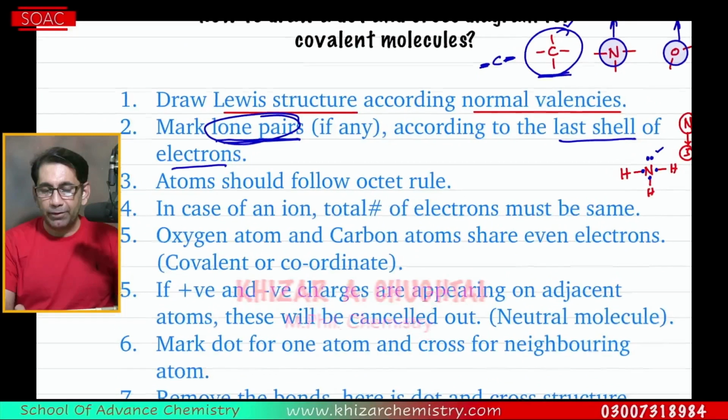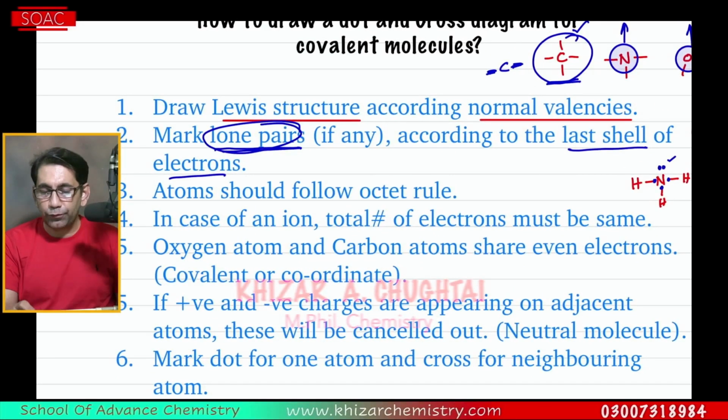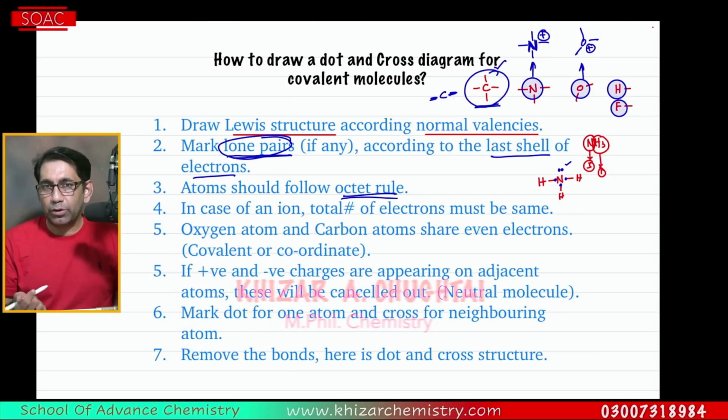Next, rule number 3: all atoms should follow the octet rule. I mean, all atoms must have 8 electrons in their last shell. There must be 8 electrons. That is said to be a complete octet, and it is also called the octet rule.